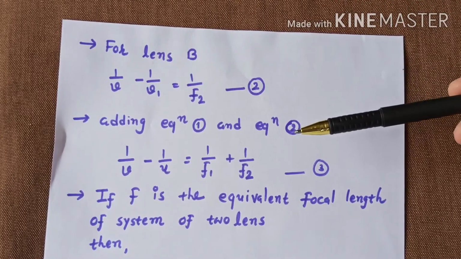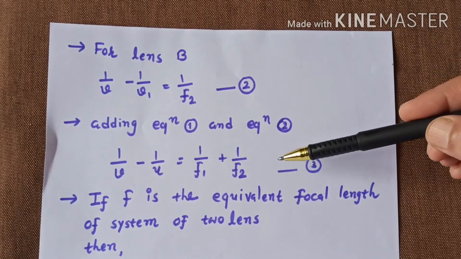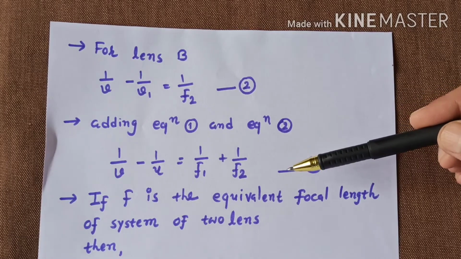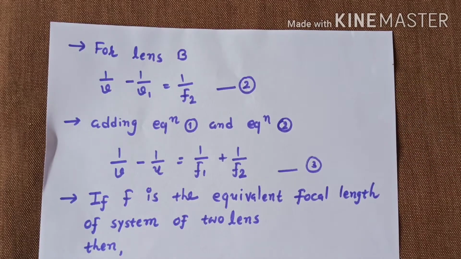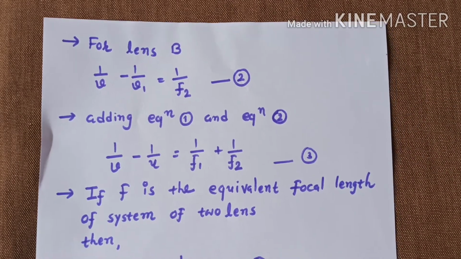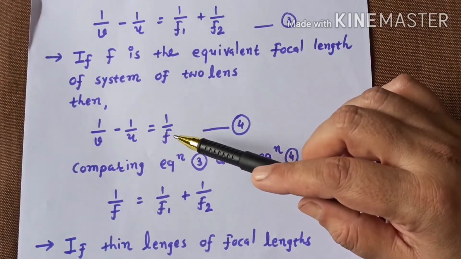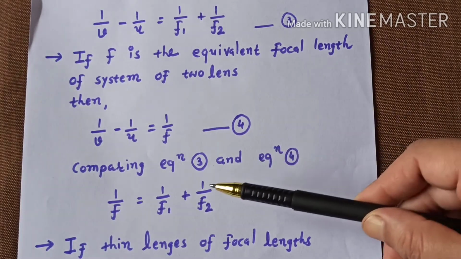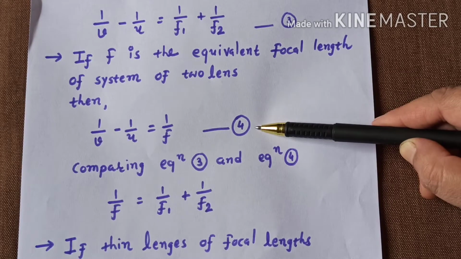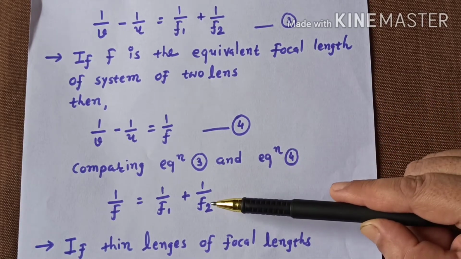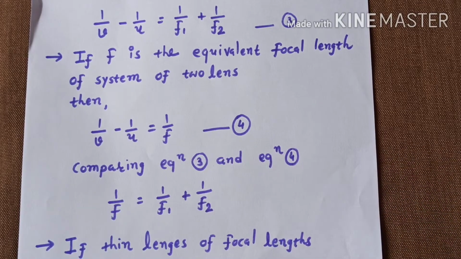Now you can add equations 1 and 2, and you will come to this expression. Now instead of taking these two lenses, if you have a single lens whose focal length is equivalent to the focal length of this system of two lenses, in that case we have the normal formula, 1 upon V minus 1 upon U, that is equal to 1 upon F. Now you can compare equation 3 and equation 4. Left hand side is the same, so the right hand side should be the same. So here we will obtain the expression for the focal length of the system of lenses.